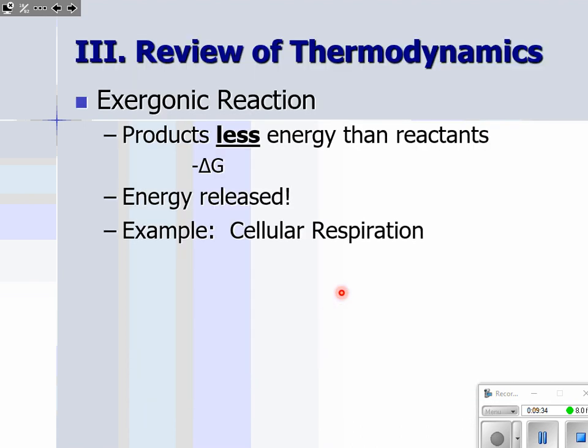Here's a quick summary. If it's exergonic, the products have less energy than the reactants. That's a negative change in energy, or negative delta G. That means energy is released.